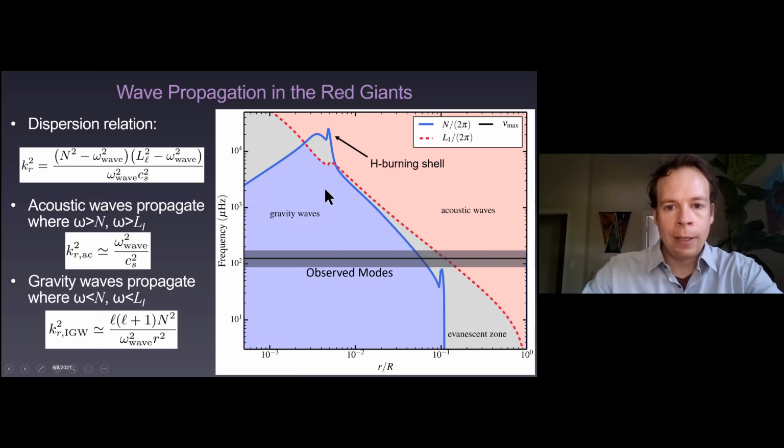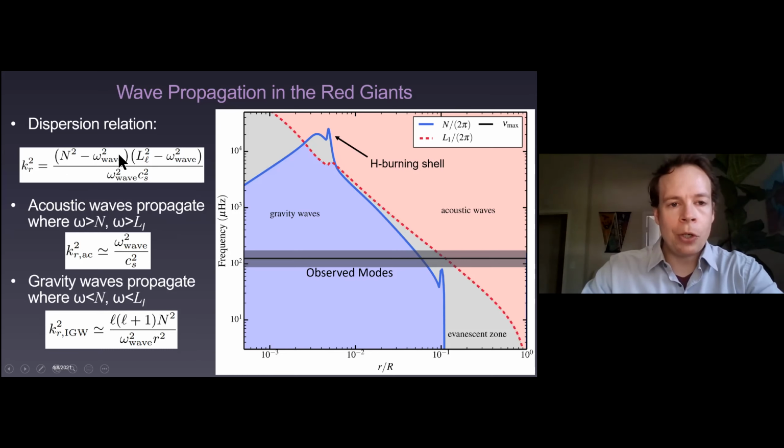What you see here is that this buoyancy frequency is basically 0 in the surface layers of the star where it's convective. And in the core, it gets very large, especially right here, there's this spike. That's right at the hydrogen burning shell of this star. So that's where you get a really sharp density gradient and hence a very large buoyancy force. And the other frequency that's really important is this red dashed line. That's called the Lamb frequency. That's basically the sound speed divided by the radius. So that tells us how acoustic waves propagate.